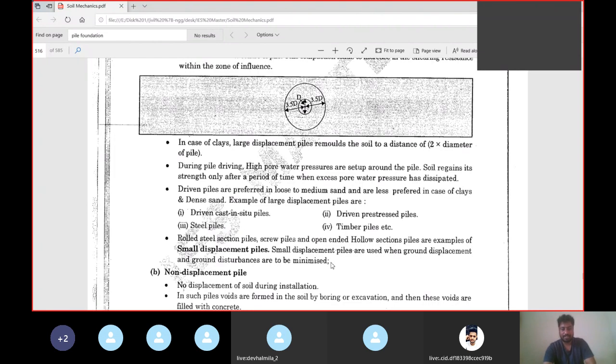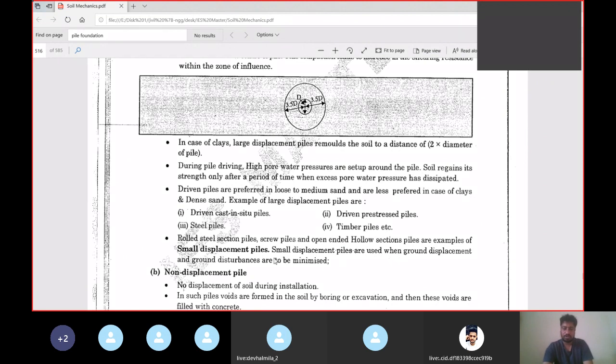Now, rolled steel section piles. I hope you all are familiar with the rolled sections in your steel structures. You have read about rolled steel sections where we have H sections or different I sections, different types of sections. The piles are made of those sections, either H shaped or I shaped. Screw piles are open-ended hollow sections, like a square type of pile that is hollow from inside. Such types of piles are basically known as small displacement piles because they have a smaller effect on the soil.